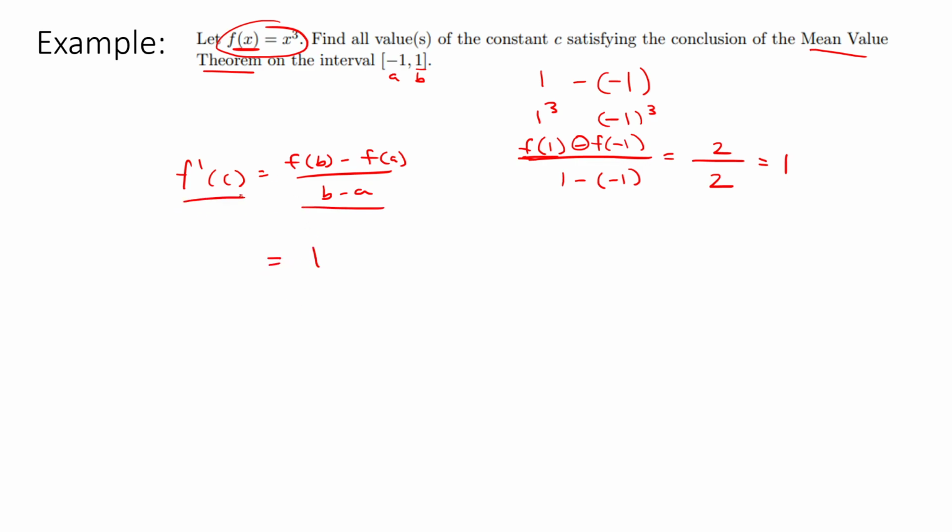And now f prime of c. So that just means take a derivative and plug in c. So f prime would normally be 3x squared. So we're just going to say 3c squared. And now solve, right? So find the value of the constant c. So now we're going to divide by 3. C squared equals a third.